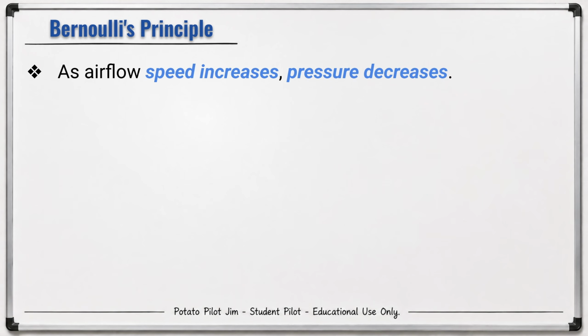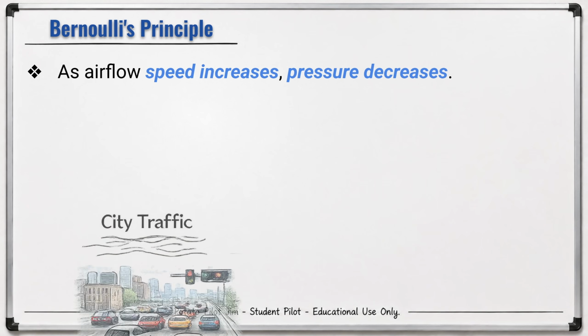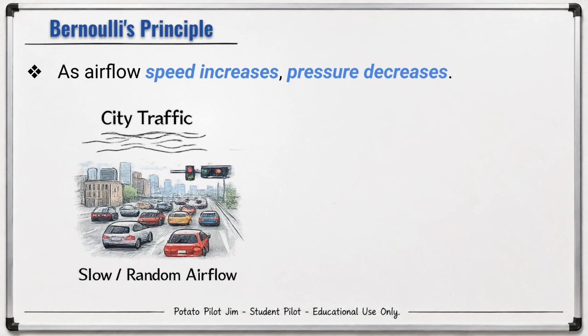Bernoulli's principle tells us that as airflow speed increases, pressure decreases. When I was first learning this concept, I struggled with it because it felt a little bit backwards to me. You would think faster moving air would create more pressure, not less. The example that helped me understand it a little bit better, though, was traffic. Imagine city traffic. Cars are moving slowly, stopping frequently, and moving in different directions. Everything feels crowded and congested.